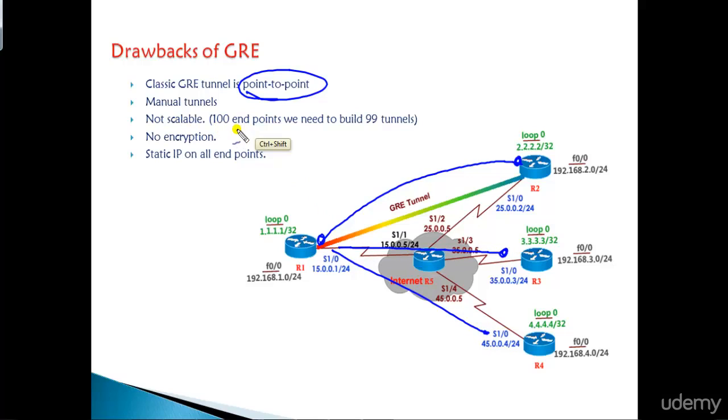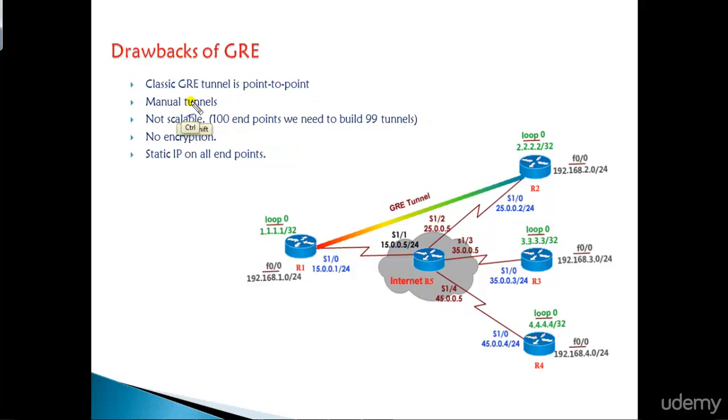So like that, if you take an example, you have some 100 endpoints and you want to have a full mesh, every router connected to every other router, which means we are going to end up building around 99 tunnels. And all the tunnel configurations have to be done manually on each and every point. So that makes GRE really not scalable for big networks. That's one of the major drawbacks with GRE.